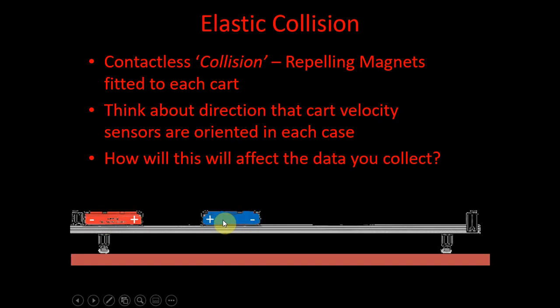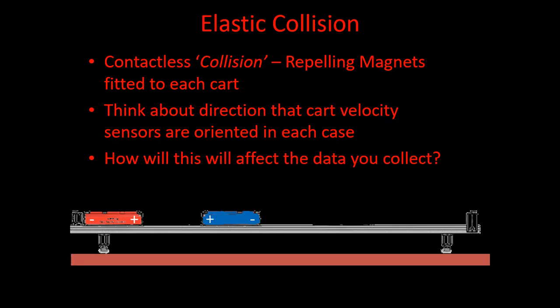This means if we were to do this experiment, we may get negative data from our blue cart even though it's moving in the positive x direction. And this is something you should seriously consider when looking at the velocity time data for these particular experiments. Which way round do you think the cart was? And this can be seen in these particular PowerPoints.